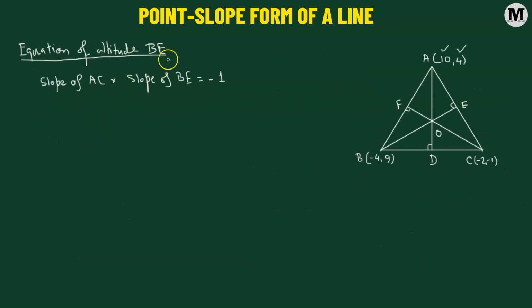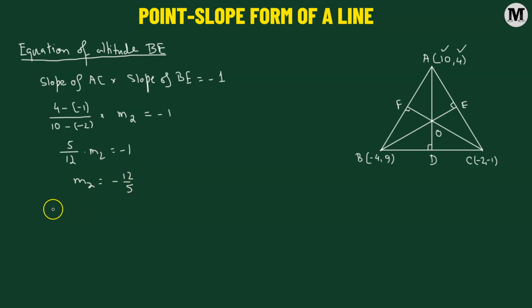Now we want to find the equation of the altitude BE. By definition, the slope of side AC times the slope of BE, the product will be equal to -1, since they are perpendicular to each other. So the slope of AC: we start with the difference of the y coordinates, 4 minus -1, and in the denominator, since we started with point A, the difference of the x coordinates, 10 minus -2. Multiplied by the slope of BE, which we consider to be m2, that equals -1. So we have 5 divided by 12 times m2 equals -1. So the slope m2 comes out to be negative 12 over 5.